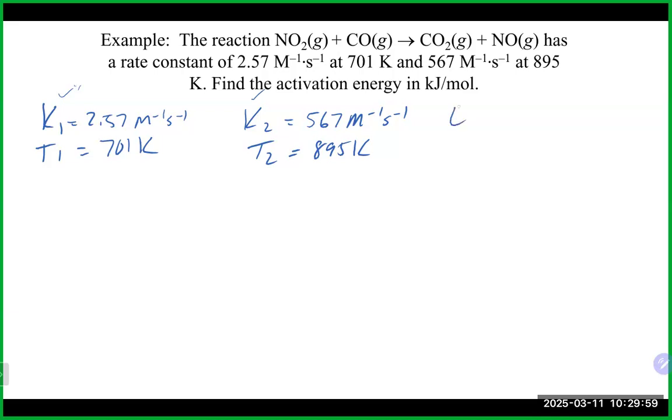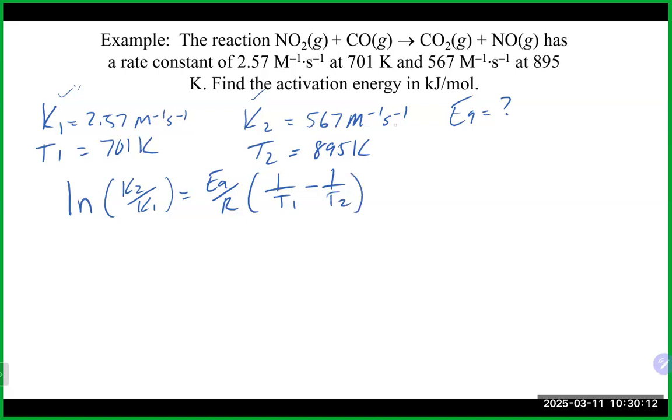In this case, we're looking for E of A, and that means perhaps we should go with our equation here. Our natural log of K2 over K1 equals our E of A over R, times 1 over T1 minus 1 over T2. In this case, our temperatures are in Kelvin, so we're good to go on that. So we can plug this in. Natural log of 567 over 2.57 equals our E of A. R is our constant, 8.314 joules per Kelvin per mole.